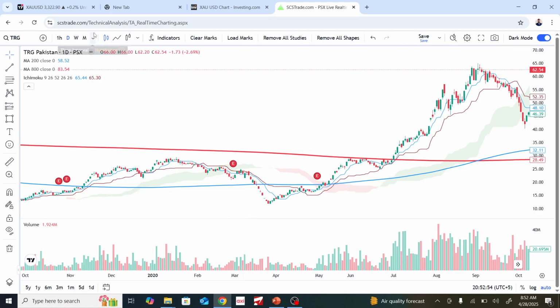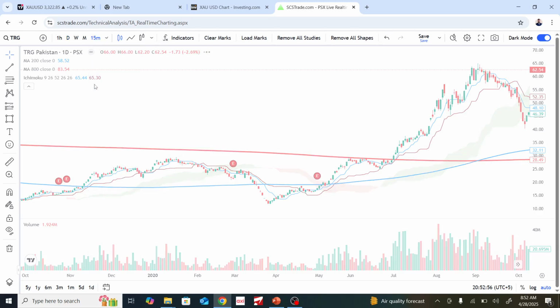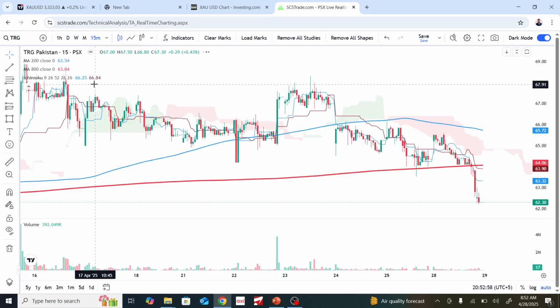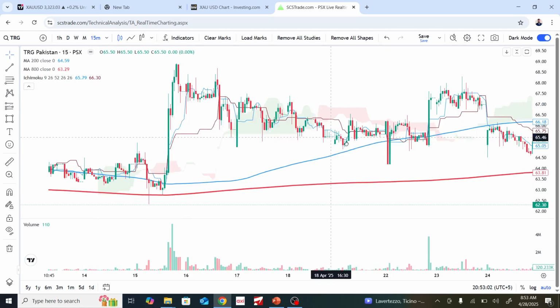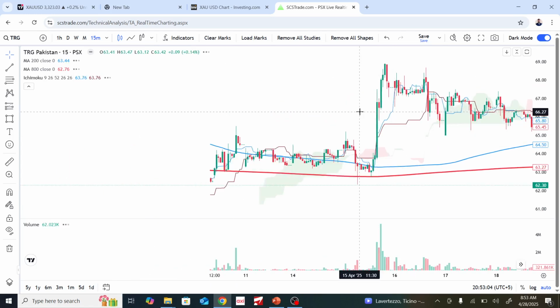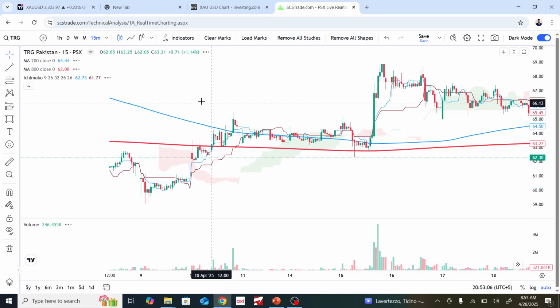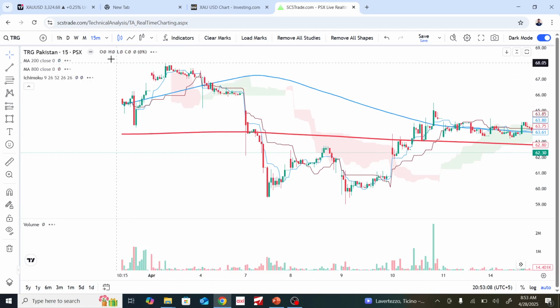It works on the 15-minute time frame. It works best on the 15-minute time frame. That's very important. So you have to apply it on the 15-minute time frame, only the 15-minute time frame.